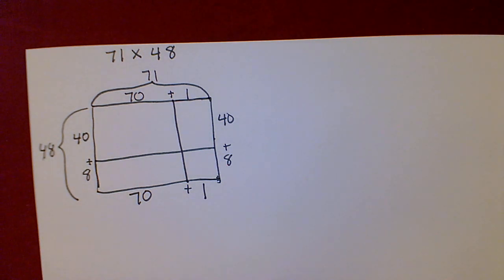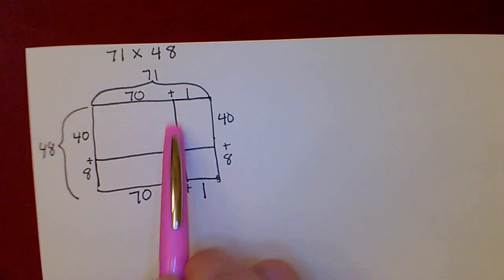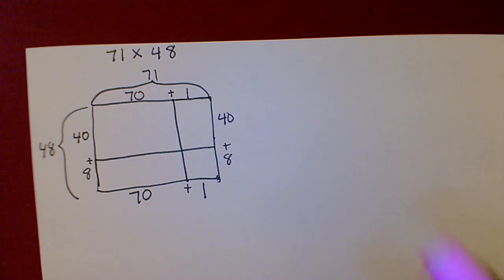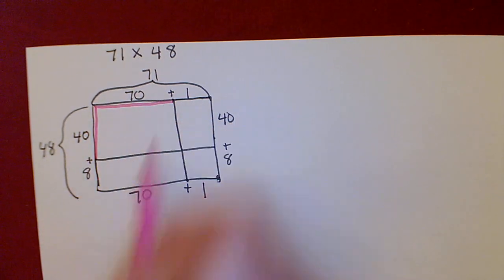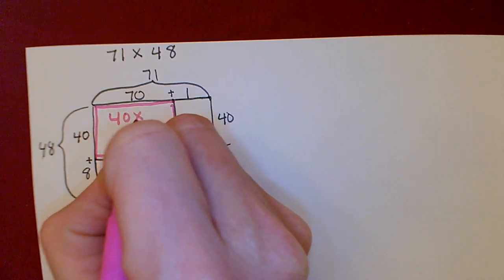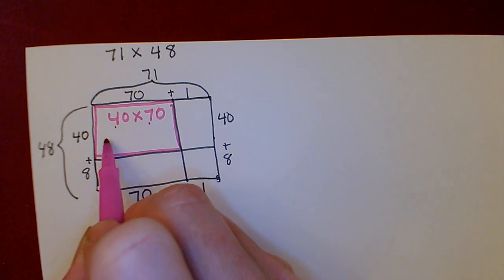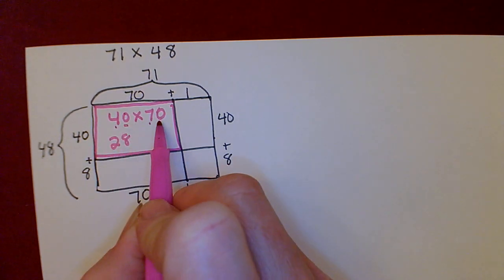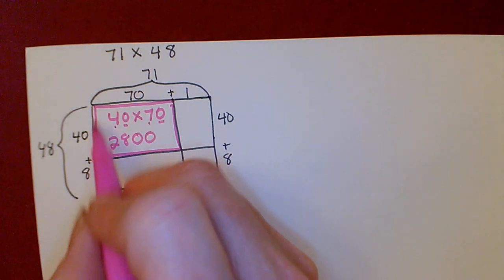All right, so the next step is to break this down. We have our big rectangle, and now we want to break it down into these smaller ones, and then we'll put them all back together in the end. So we'll start with this one, which is 40 by 70. So I can just write 40 times 70, and I'm going to use my zero trick. 4 times 7 is 28, and then I have to add on my 2 zeros. So that's the first box. Again, 40 by 70.